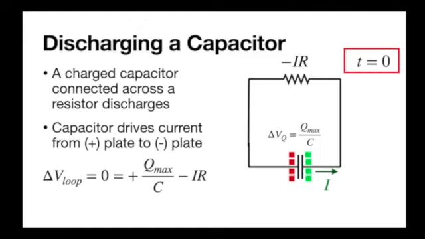And at time equals 0, so when I first connect it to discharge, I wrote Q max, because that's the most charge this capacitor will ever have. Right? Over time, charge is going to leave, and then this Q is going to reduce, right? Because the second some charge leaves that capacitor, this term will change.